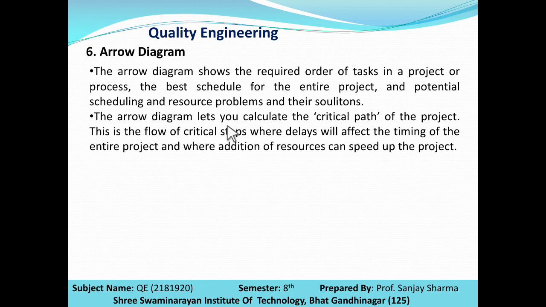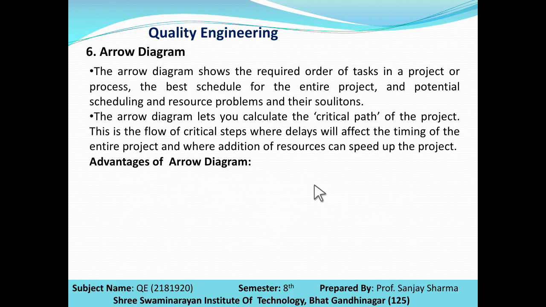So the arrow diagram lets you calculate the critical path of the project. This is the flow of critical steps where delays will affect the timing of the entire project and where additions of resources can speed up the project. So this is where you can find out the optimum path for your production.